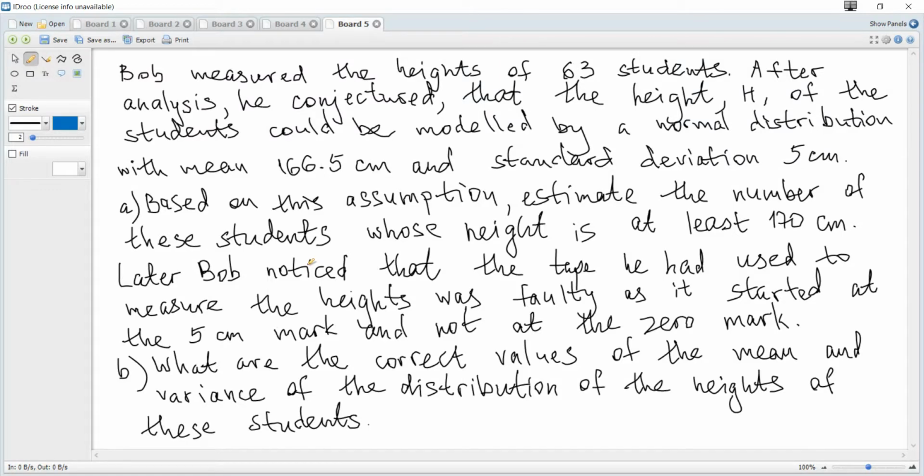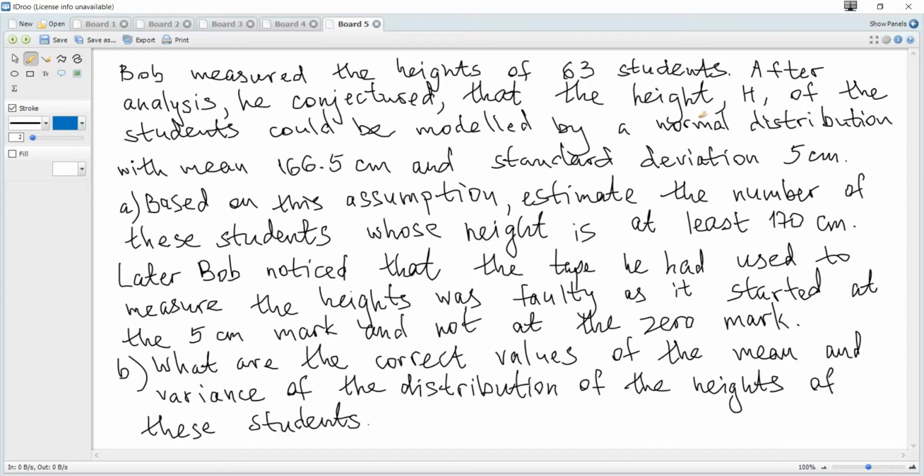Bob measured the heights of 63 students. After analysis, he conjectured that the height h of the students could be modeled by a normal distribution with mean 166.5 centimeters and standard deviation 5 centimeters. A. Based on this assumption, estimate the number of these students whose height is at least 170 centimeters.